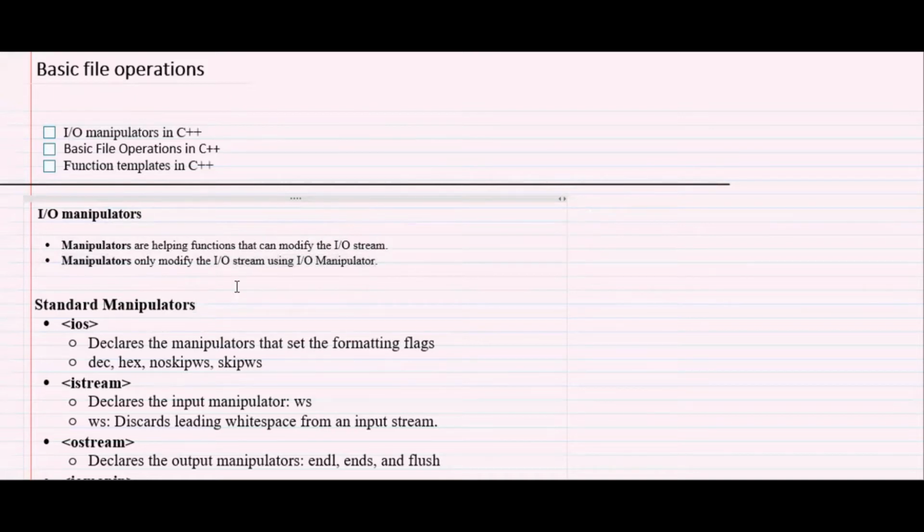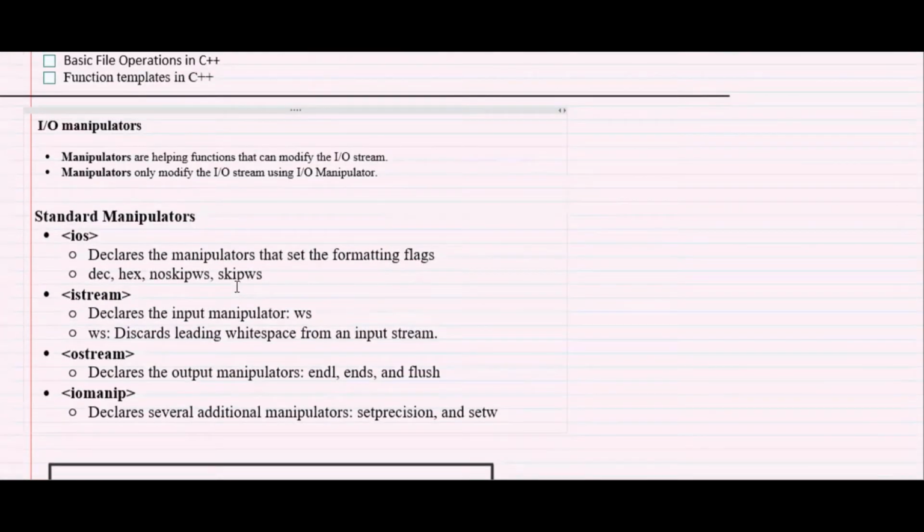What are those input output manipulators? These are the standard manipulators, and these are different classes in which you find all these functions. Let's say if we talk about the ios class, in that class you will find decimal, hexadecimal, noskipws, meaning no skip white space, and skipws, skip white space. There are many other functions, but these are quite popular in this class. I will discuss all these functions through code.